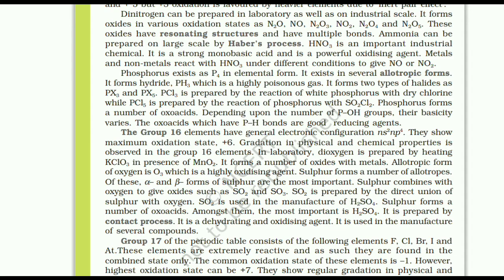It forms two types of halides, PX3 and PX5. PCl3 is prepared by the reaction of white phosphorus with dichlorine, while PCl5 is prepared by the reaction of phosphorus with SO2Cl2. Phosphorus forms a number of oxoacids depending upon the number of P-OH groups. The basicity varies. The oxoacids which have a P-H bond are good reducing agents.